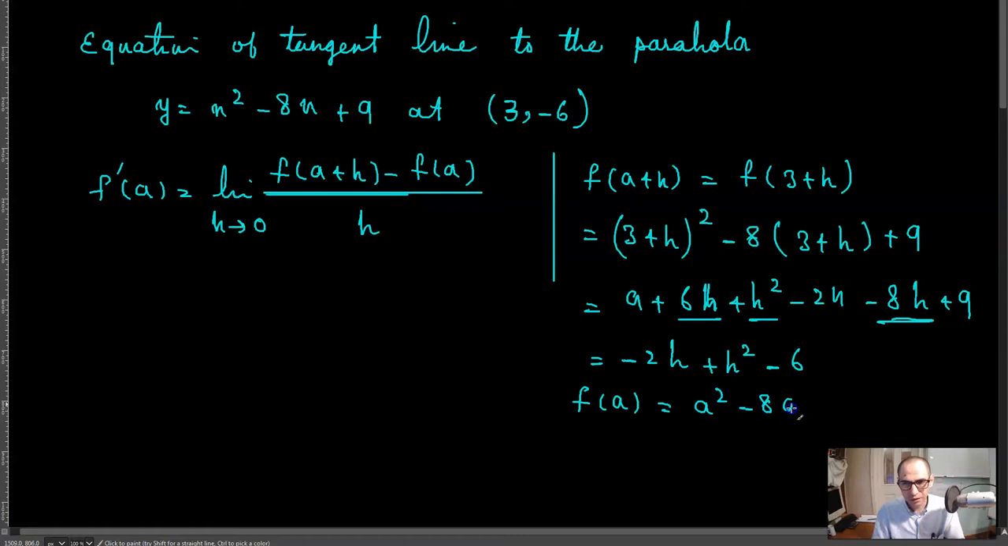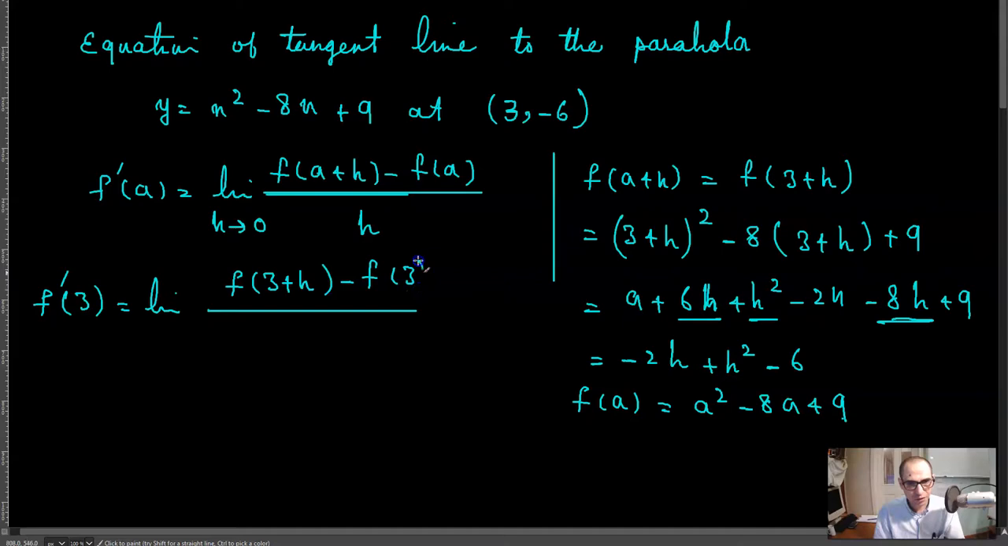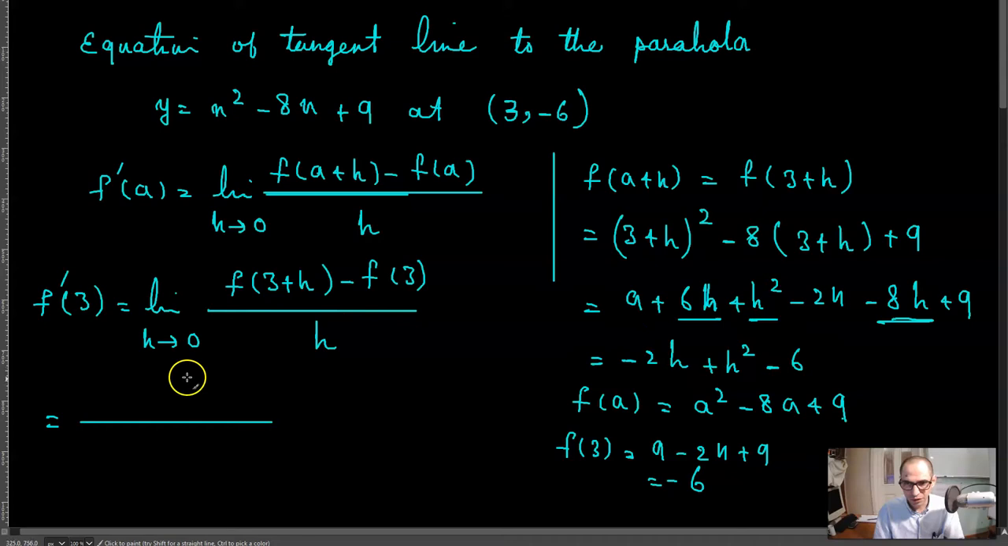So then you could say that f prime of 3 would be equal to the limit of f of 3 plus h minus f of 3. And here I need to calculate f of 3. So f of 3 would be 3 squared, which is 9, minus 8 times 3, which is 24, plus 9, which is 18 minus 24, equal to negative 6. And then over h as h approaches 0. f of 3 plus h is this thing over here, which is negative 2 times h plus h squared minus 6, minus f of 3, which is negative minus negative 6, positive 6, over h, and you have to take the limit of this as h approaches 0.